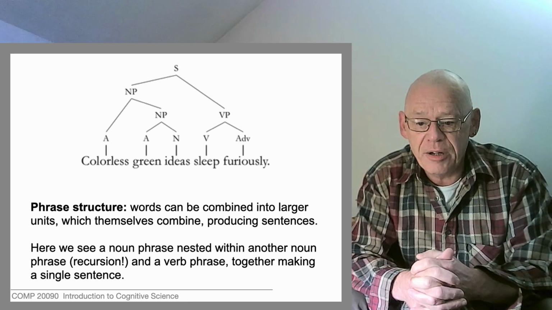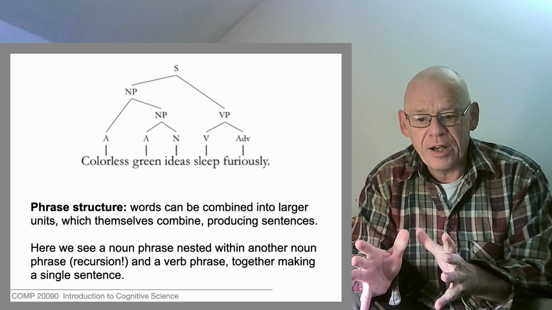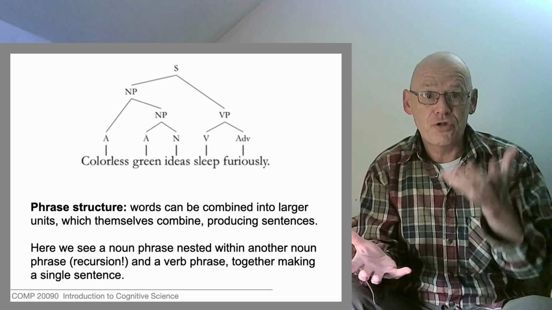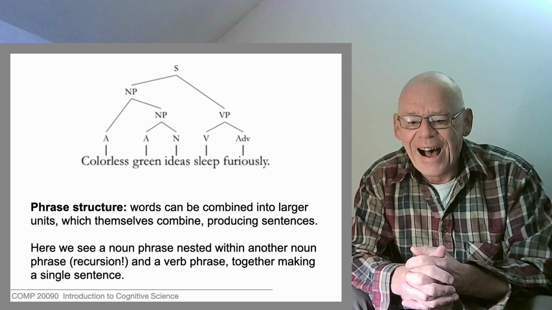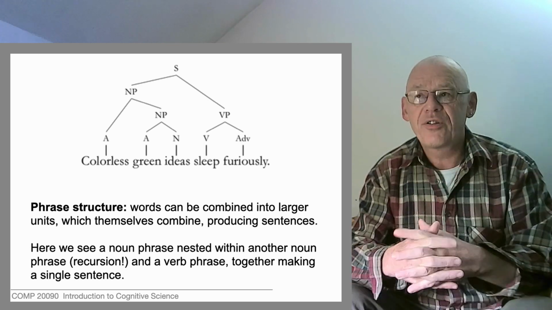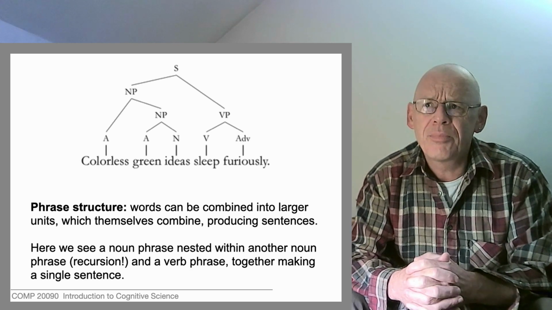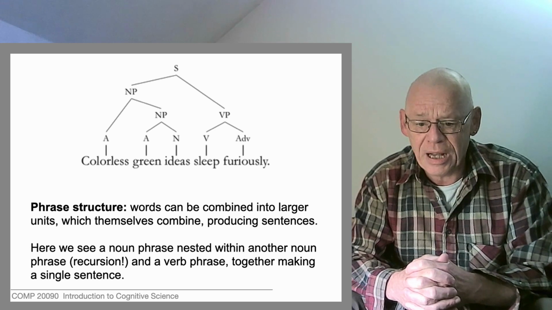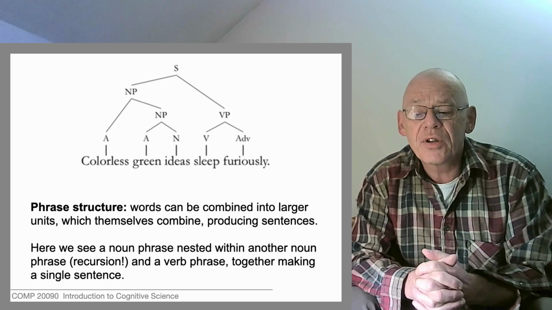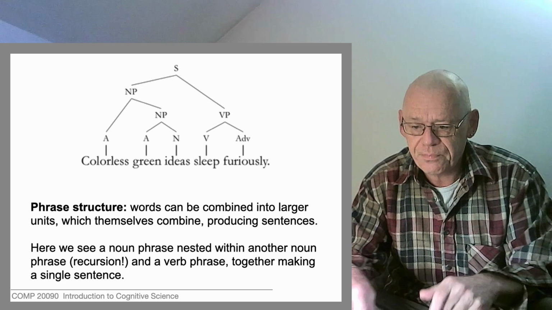Likewise, the verb sleep is modified by furiously, forming a verb phrase. And so this sentence consists of a noun phrase and a verb phrase, as does John kicked the ball. Furthermore, we've got a noun phrase nested within another noun phrase. This is something known as recursion, a property that will come to take on formidable importance in the debate about human language later on, but we won't concern ourselves with that right now. You just get an idea here of the kind of structure that Chomsky, in studying syntax, is concerned with.